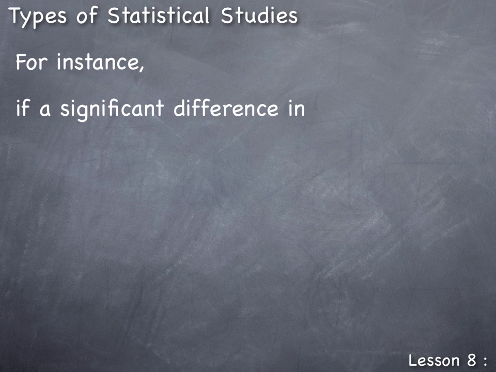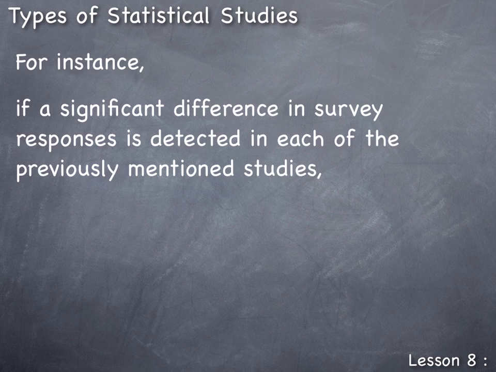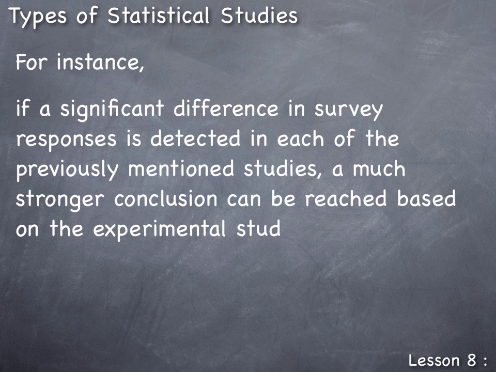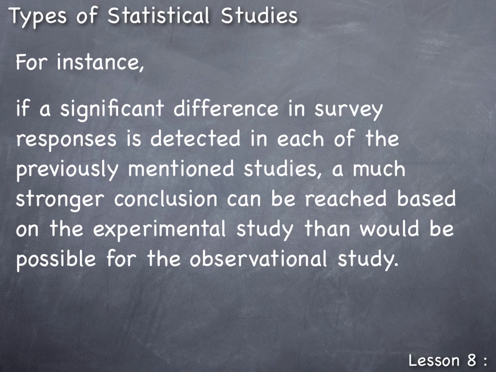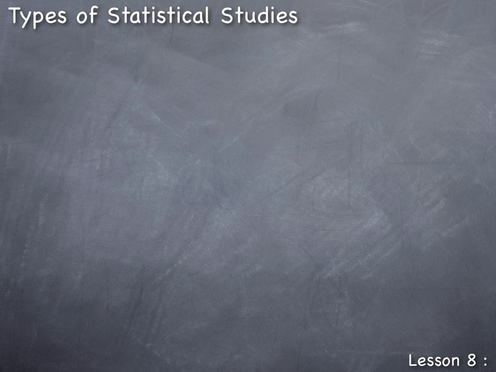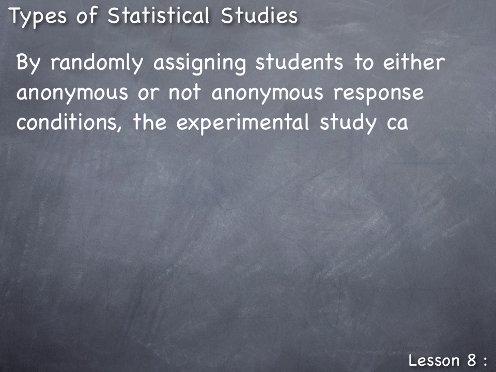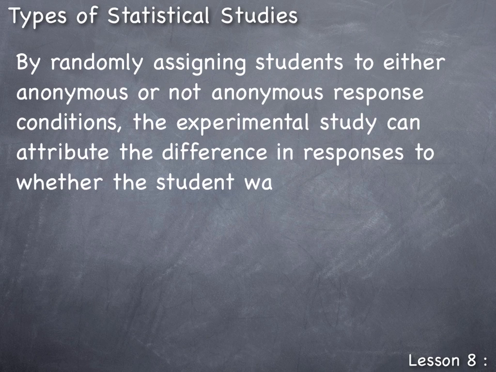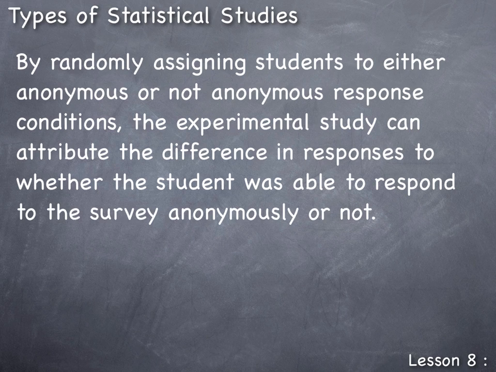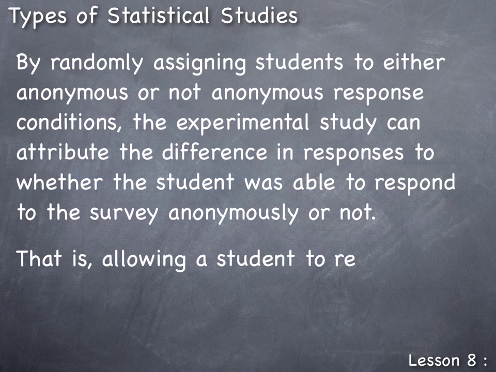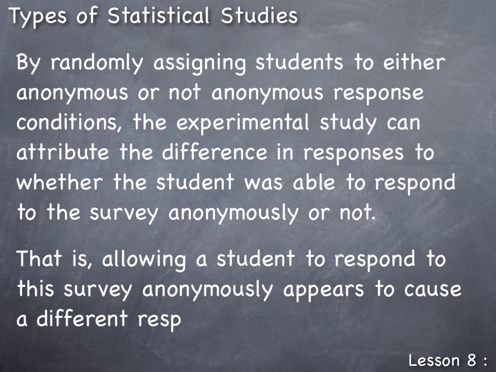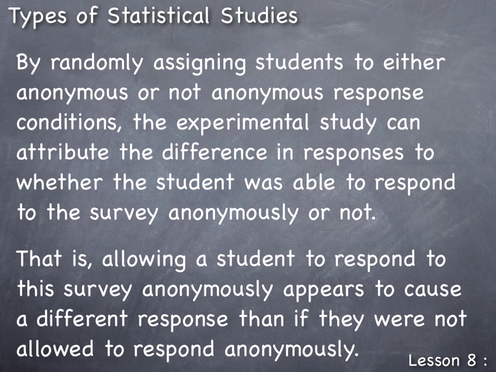For instance, if a significant difference in survey responses is detected in each of the previously mentioned studies, a much stronger conclusion can be reached based on the experimental study than would be possible for the observational study. By randomly assigning students to either anonymous or not anonymous response conditions, the experimental study can attribute the difference in responses to whether the student was able to respond to the survey anonymously or not. That is, allowing a student to respond to the survey anonymously appears to cause a different response than if they were not allowed to respond anonymously.